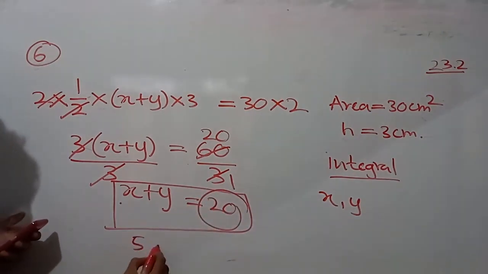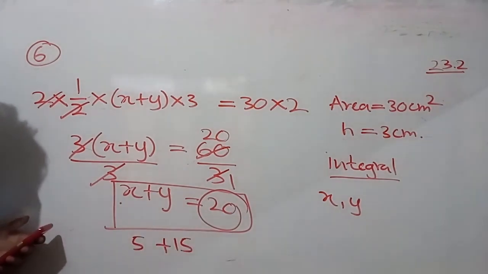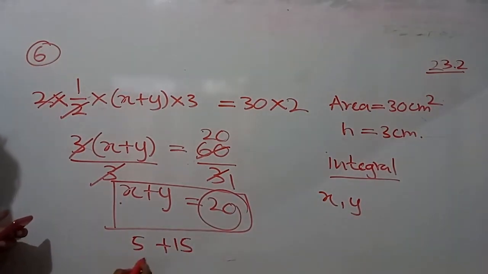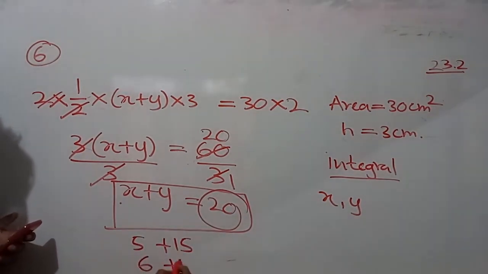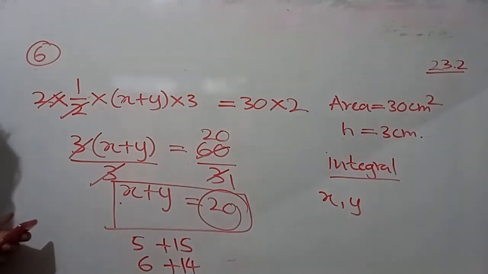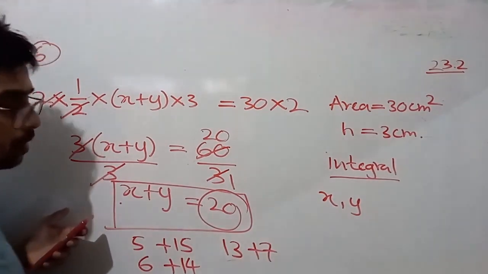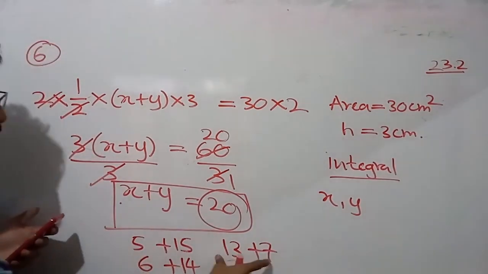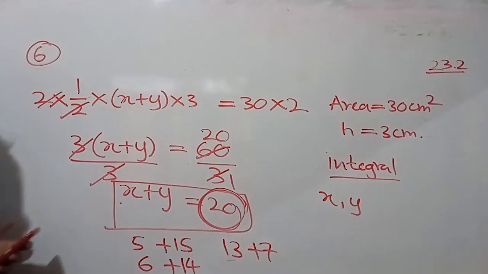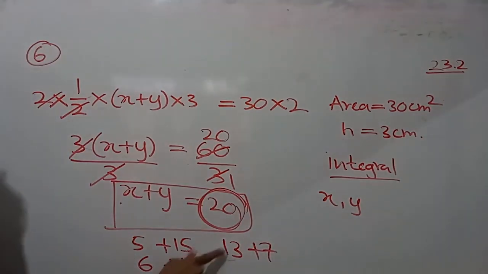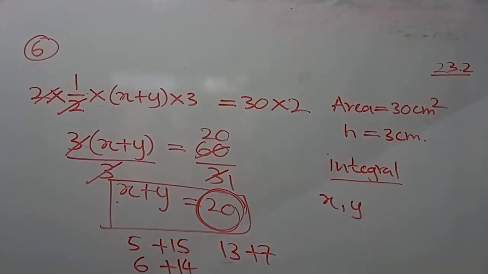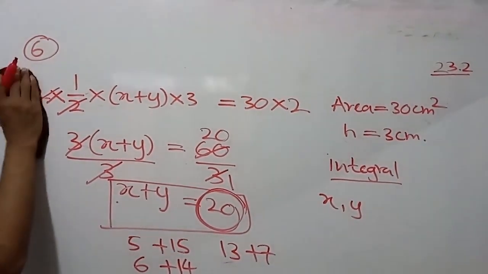If we take 5, the other one will be 15. If we take 6, the other one will be what? 14. Right. Let's take 13 and 7. Any two sizes that add up to 20 are fine. Right? All of these lengths are what? Centimeters.